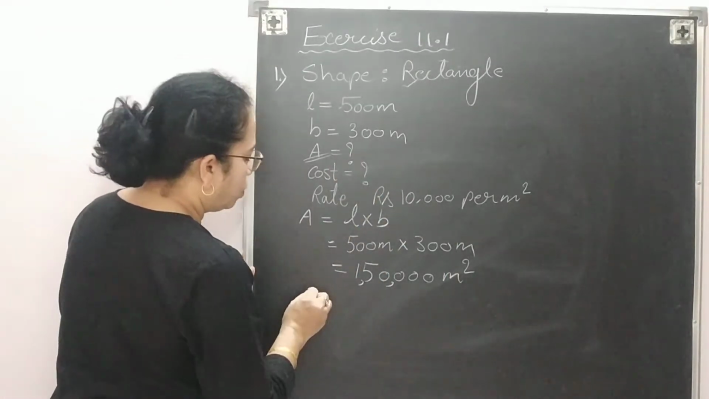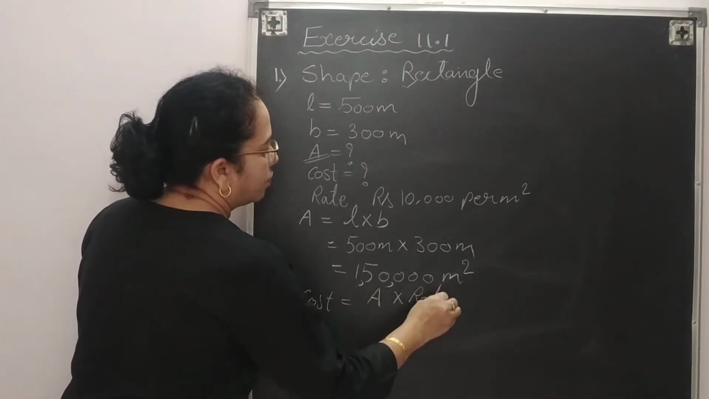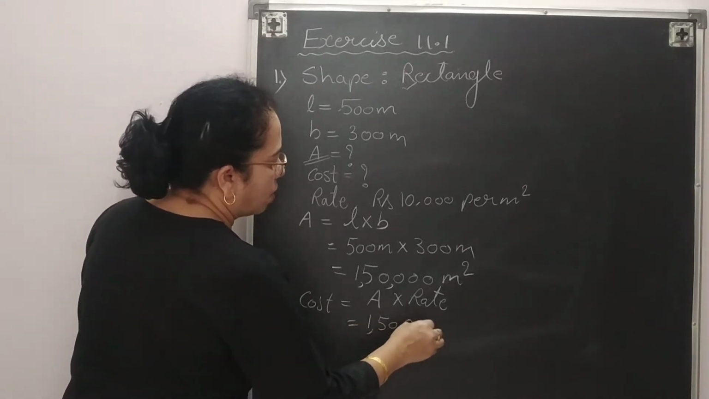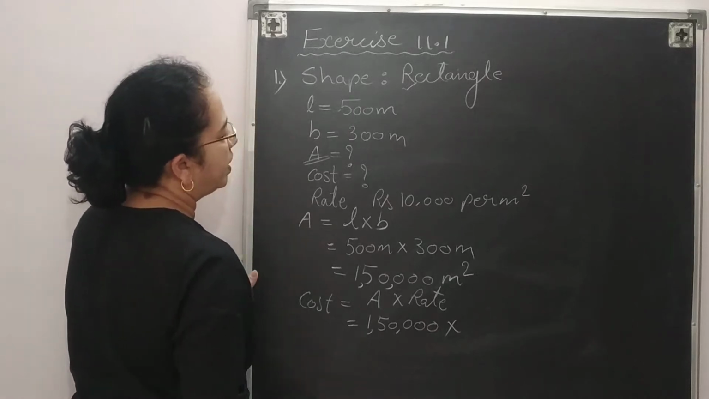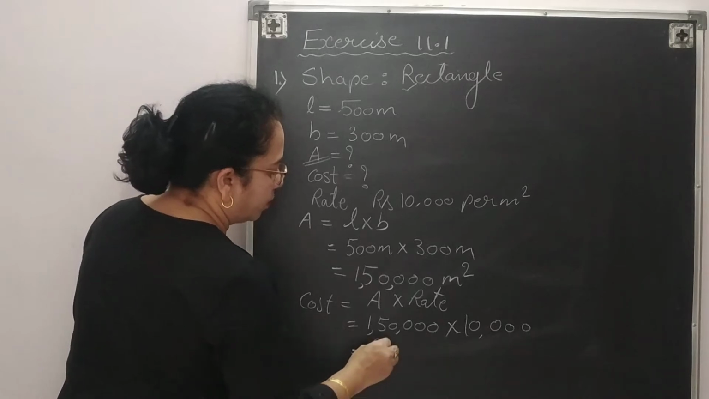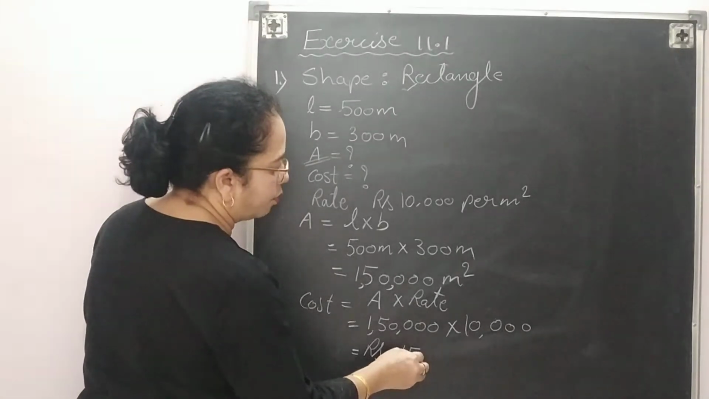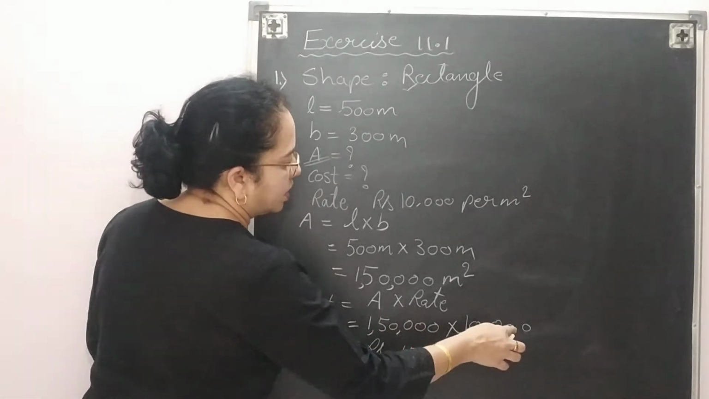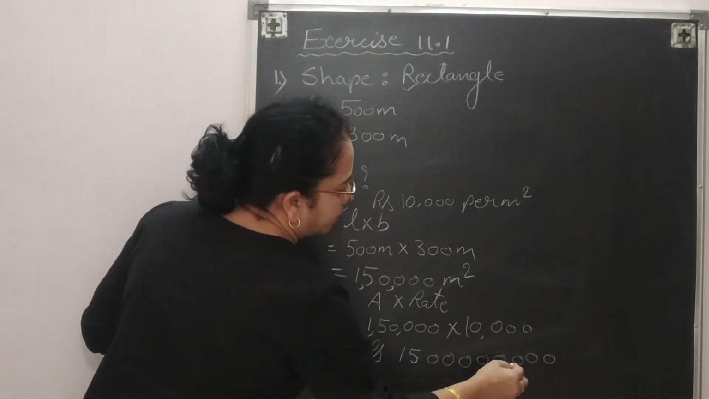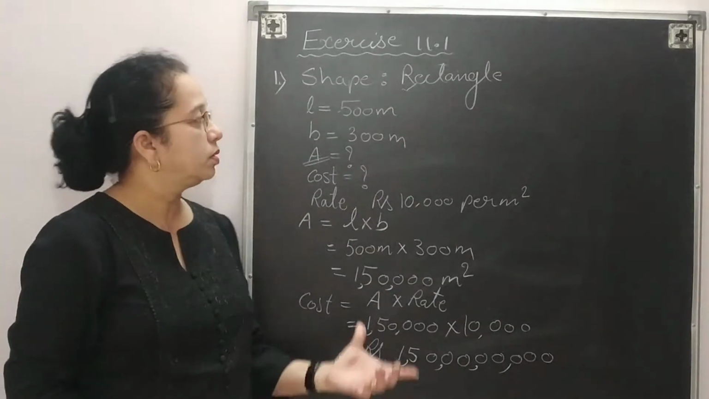So you need to find out the cost. How to find out the cost? Whatever area you got, into the rate, whatever rate is given in the question. So the area is 1,50,000 and multiply by the rate. The rate is given 10,000. Definitely you are going to get a bigger number. So the cost will be rupees 15 as it is. Now count the number of zeros: 1, 2, 3, 4, 5, 6, 7, 8. And you can put commas accordingly. So that much is the cost we require.